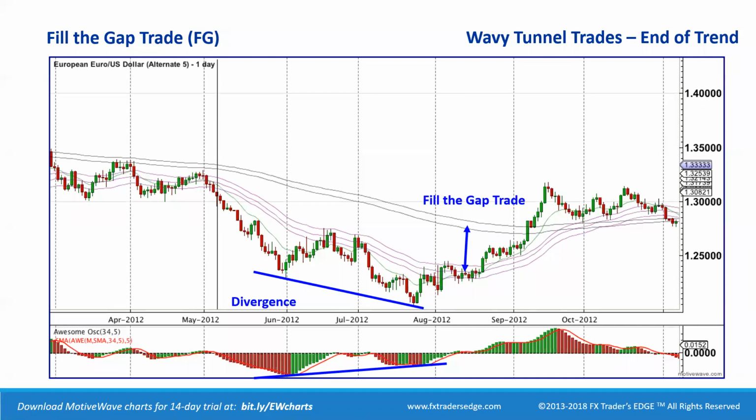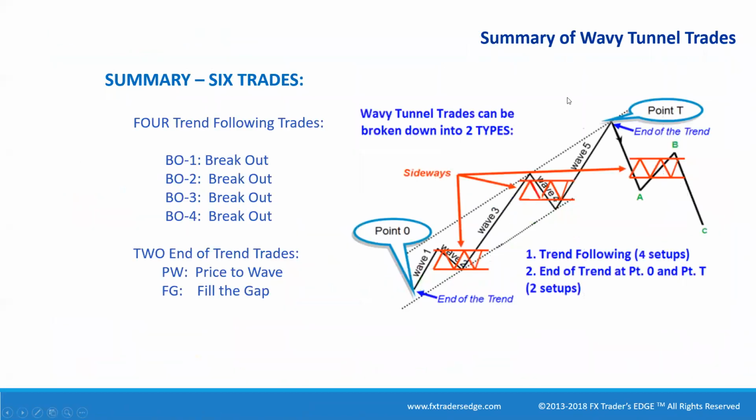Is one of the requirements for the breakout 2 for price to touch the tunnel? It's not a requirement, it's a guideline. Okay, it's a guideline. Let's look at some breakout 2 trades in just a second. So these are the trades: breakout 1, 2, 3, and 4, and then the 2 end of trend trades, PW and fill the gap.